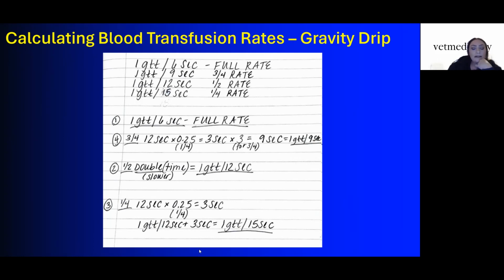So that allows us to figure out what a quarter of the rate is. So 12 seconds times 0.25 gives us 3 seconds. The 0.25 is 1/4. So 1 drop over 12 seconds plus 3 seconds is 1 drop per 15 seconds. So the half rate is the 1 drop per 12 seconds. So the 3 seconds is basically the number that we are utilizing to continuously move up and down in between the quarters.